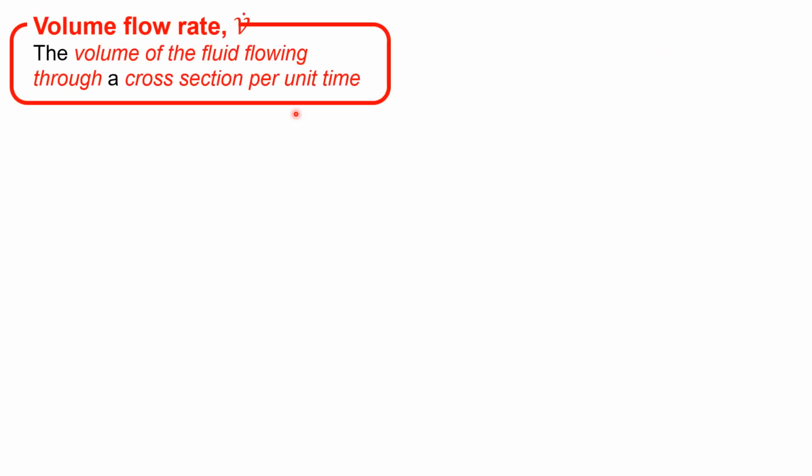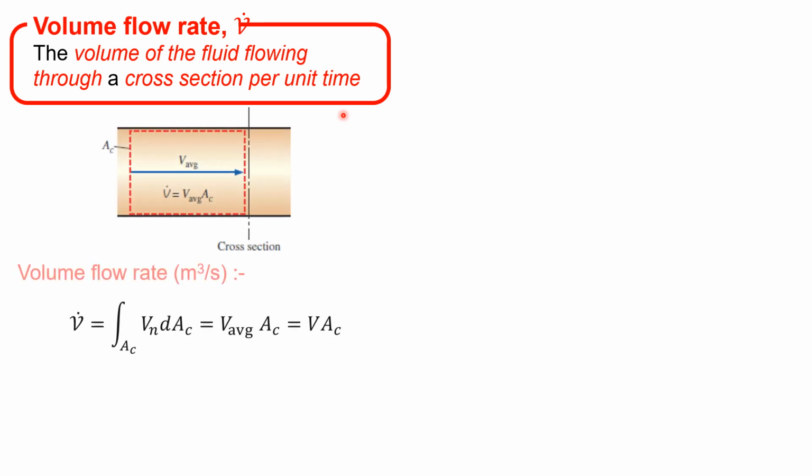Okay, earlier we have seen mass flow rate. Now volume flow rate. The symbol is V dot. Similar to the mass flow rate definition, the volume flow rate is the volume of the fluid flowing through a cross section per unit time. Meaning in 1 second or 1 minute, how much volume of that particular fluid is passing through that cross section.